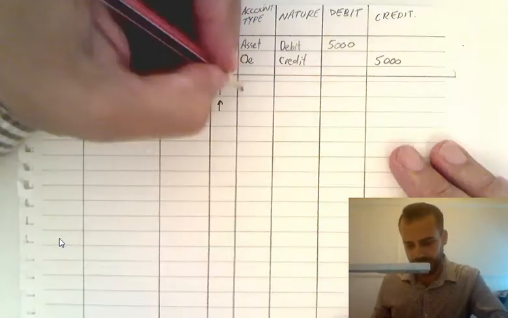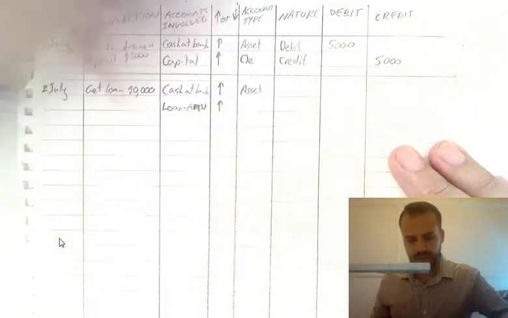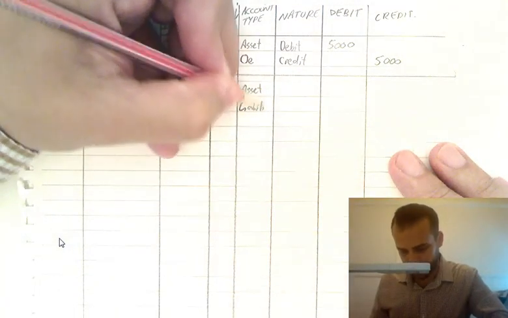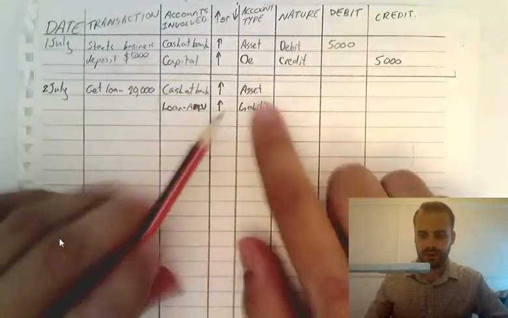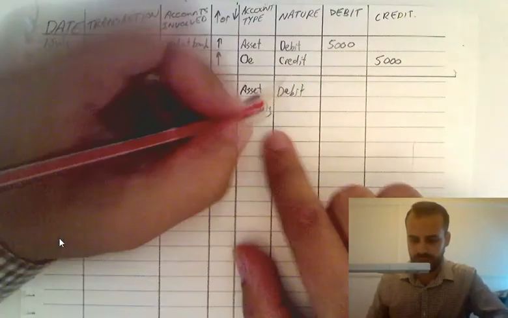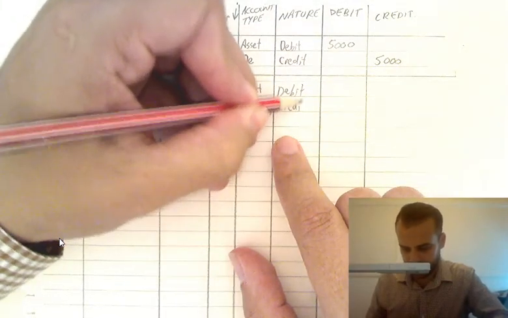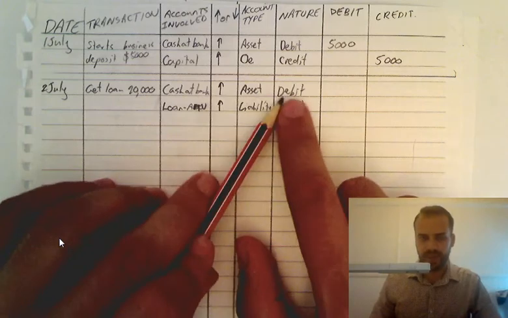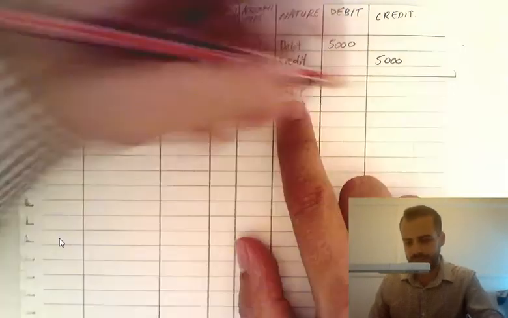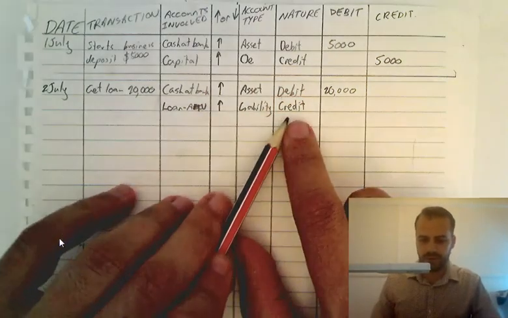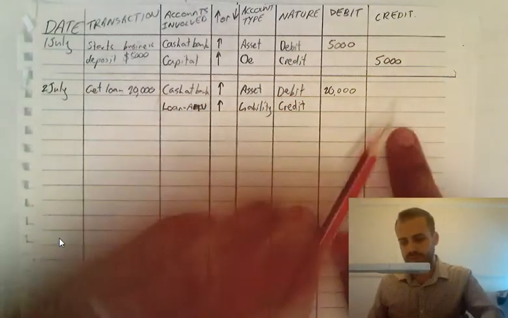Account types. Cash at bank, we already know that. It's an asset. Loan, that's a liability. You owe someone some money. Now we know that assets are debits, and we know that liabilities are credits. And looking here, again, both accounts are going up. So if a debit account goes up, you have to debit it, and this time it's $20,000. And if a credit account is going up, you need to credit it.